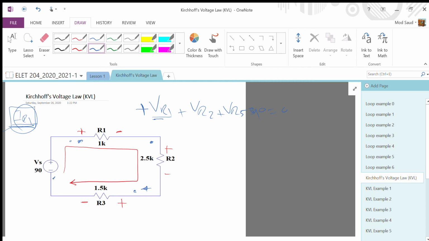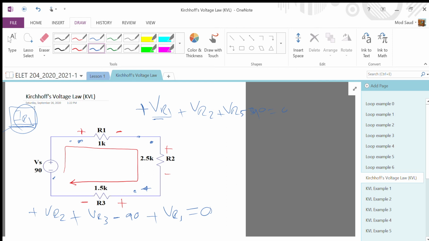Now let me apply Kirchhoff's voltage law starting before the current enters R2. So it will be positive VR2 plus VR3 minus 90, and then plus VR1 plus VR2, which we already have, equals 0. Kirchhoff is saying the algebraic sum of all voltages around any closed loop equals 0.